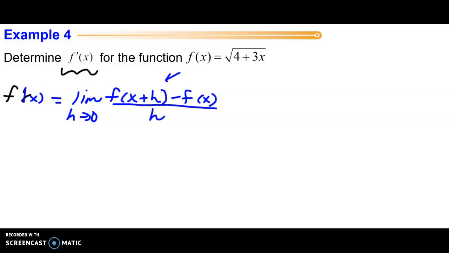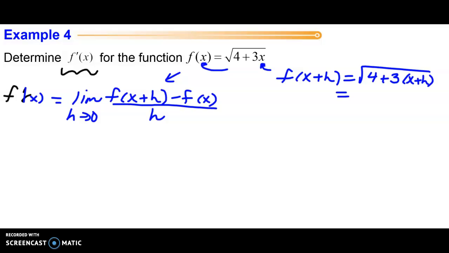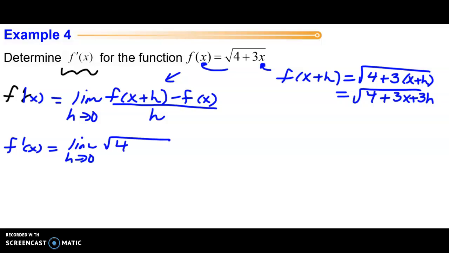So the first thing we're going to do is determine what f of x plus h looks like. This is where you replace x with x plus h. So I'm going to get the square root of 4 plus 3 bracket x plus h. If I multiply that, I would get 3x plus 3h. So when I go back and write that within my definition, I'm going to get the square root of 4 plus 3x plus 3h minus the original function, which is given, square root of 4 plus 3x, all divided by h.